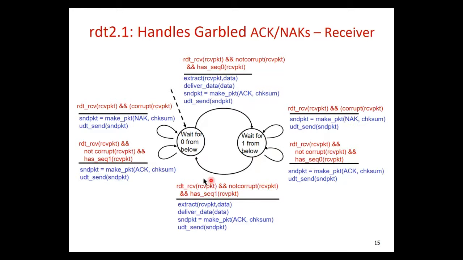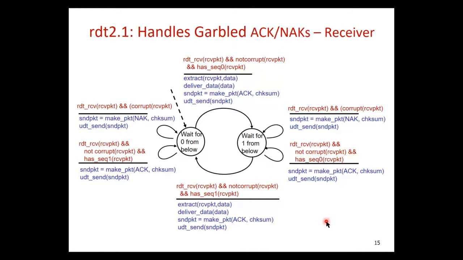Okay, and then the other case is it waits for packet 1. It does receive packet 1. It's not corrupted. Everything is fine. So it extracts the data. It will build a positive ACK, send the positive ACK, and now next it will go back to waiting for packet number 0. Okay.